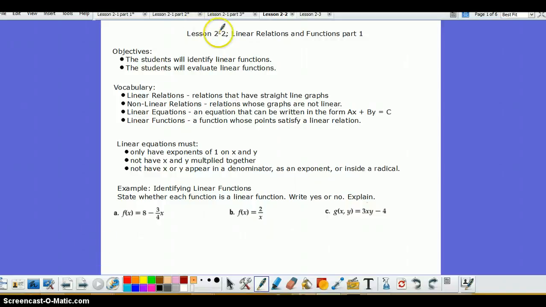Alright, here's the first video for linear relations and functions. In this one, we're going to identify linear functions and we're going to evaluate linear functions.